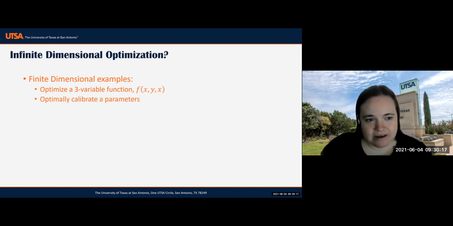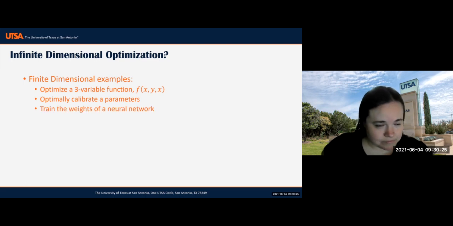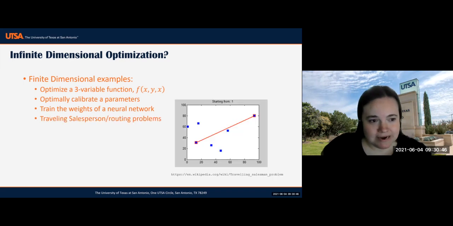Similarly, if we were going to optimally calibrate a parameter or a set of parameters, that would be a finite dimensional problem. Training the weights of a neural network is a finite dimensional problem. It's a very large finite dimensional problem. You might have hundreds, thousands, goodness only knows how many Google weights we're at now, but you might have a lot of weights, but it is, at the end of the day, a finite number of weights.